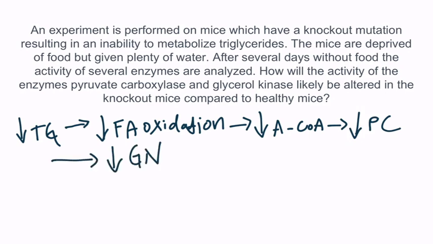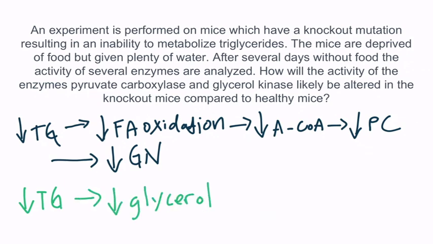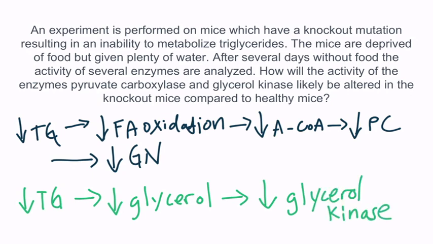Glycerol kinase normally converts glycerol to glycerol 3-phosphate. This can then be converted to DHAP. If triglyceride metabolism was impaired, then glycerol wouldn't form and the activity of glycerol kinase would be decreased. So decreased triglyceride metabolism would also result in decreased glycerol, which would decrease the activity of glycerol kinase.